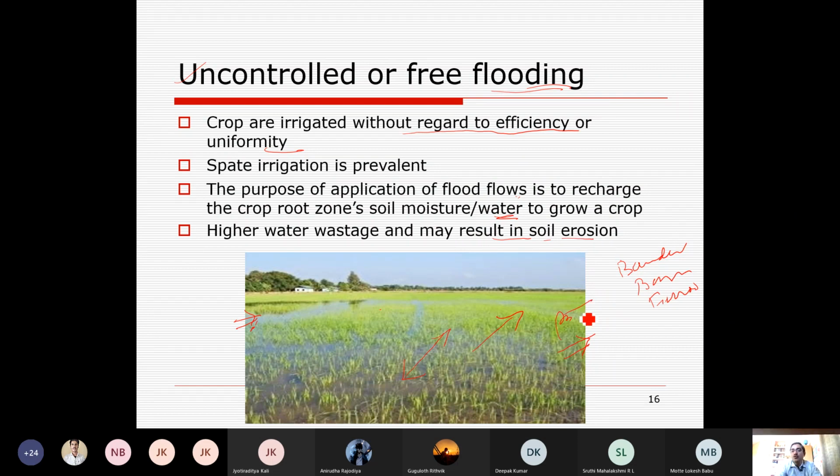So it is a usual problem: loss of soil because of high flow of water in the flooding method of irrigation. The reason being we need to divert this excess amount of water to a crop which can sustain under flooding conditions. So rice is the only crop. This is called the uncontrolled or free flooding method of irrigation, which is only for rice.